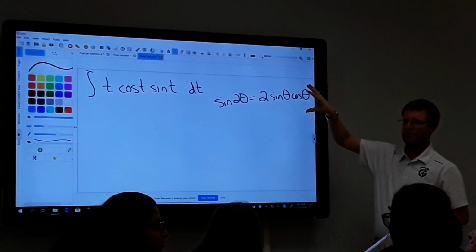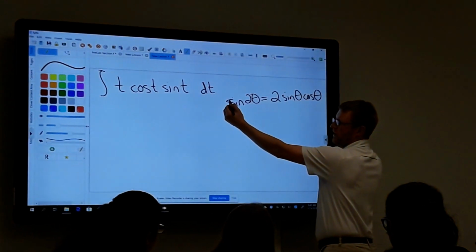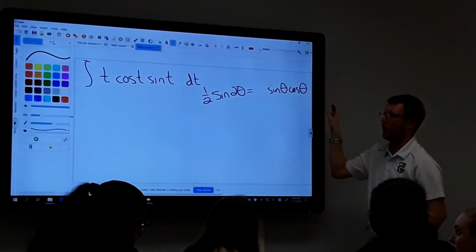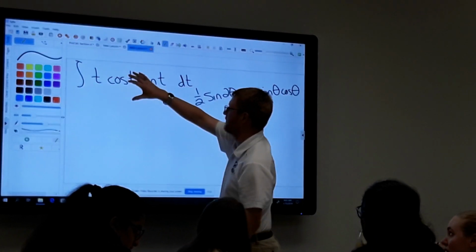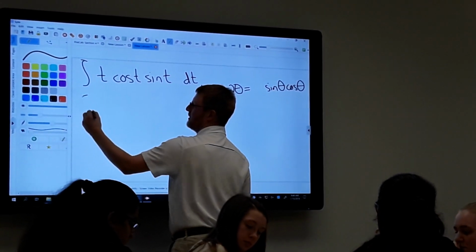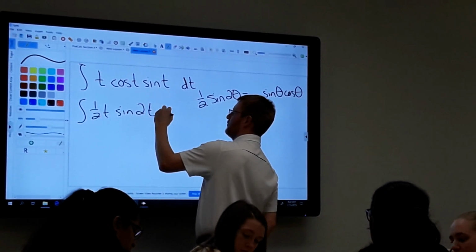So how can this be applied over here? Well, it's actually really simple because we already have our sine of theta and cosine of theta. We just don't have the 2. So you bring the 2 over here and make it 1/2. I'm going to replace the cosine of t and sine of t with 1/2 sine of 2t. So this will now look like the integral of 1/2 t sine of 2t. And then you just do integration by parts from there.